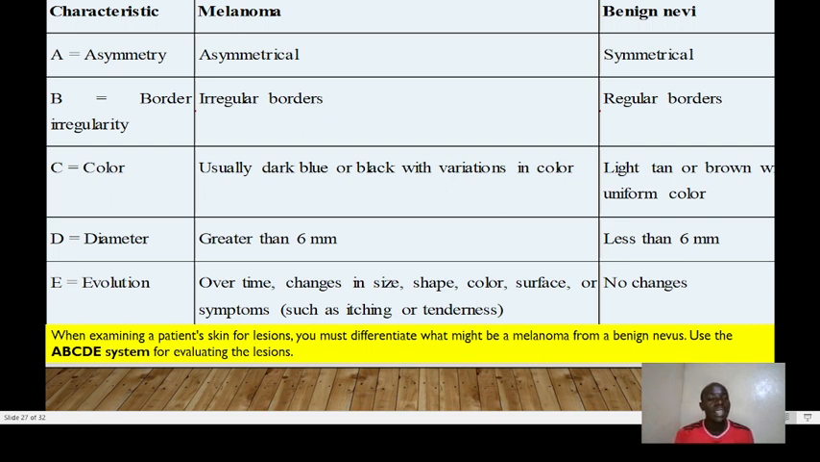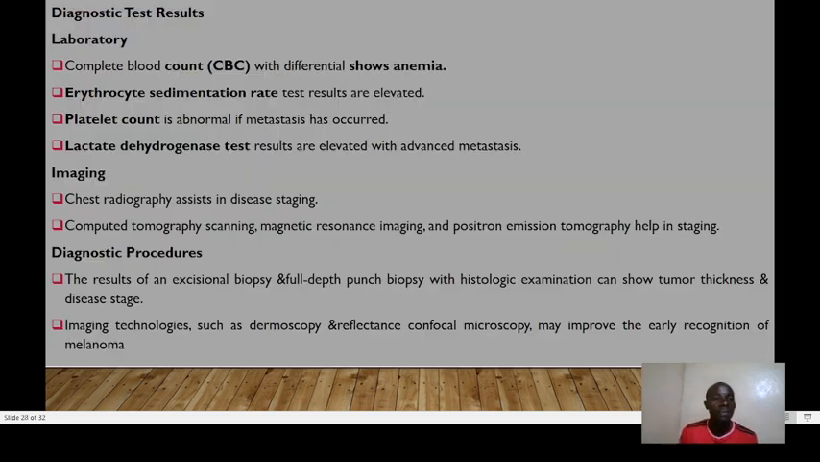D is diameter: the melanoma may have a diameter greater than 6 millimeters, whereas the benign nevus has a diameter of less than 6 millimeters. Lastly, in terms of evolution, you find that melanoma over time changes in size, shape, color, or surface, or symptoms do occur, such as itching or tenderness, whereas for benign nevi, there are no changes.